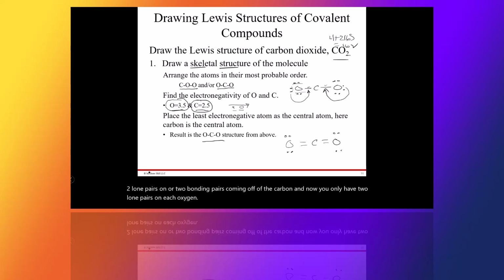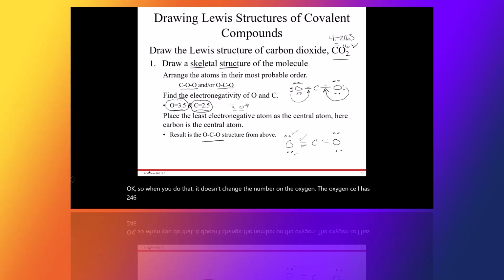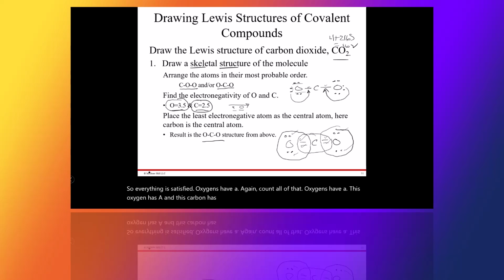Okay, so when you do that, it doesn't change the number on the oxygen. The oxygen still has 2, 4, 6, 8. Same thing over here, 2, 4, 6, 8. And now carbon, with its 2 double bonds on both sides, has 8 electrons too. So everything is satisfied. Oxygens have 8, this oxygen has 8, and this carbon has 8. So we know that is the proper Lewis structure for carbon dioxide.